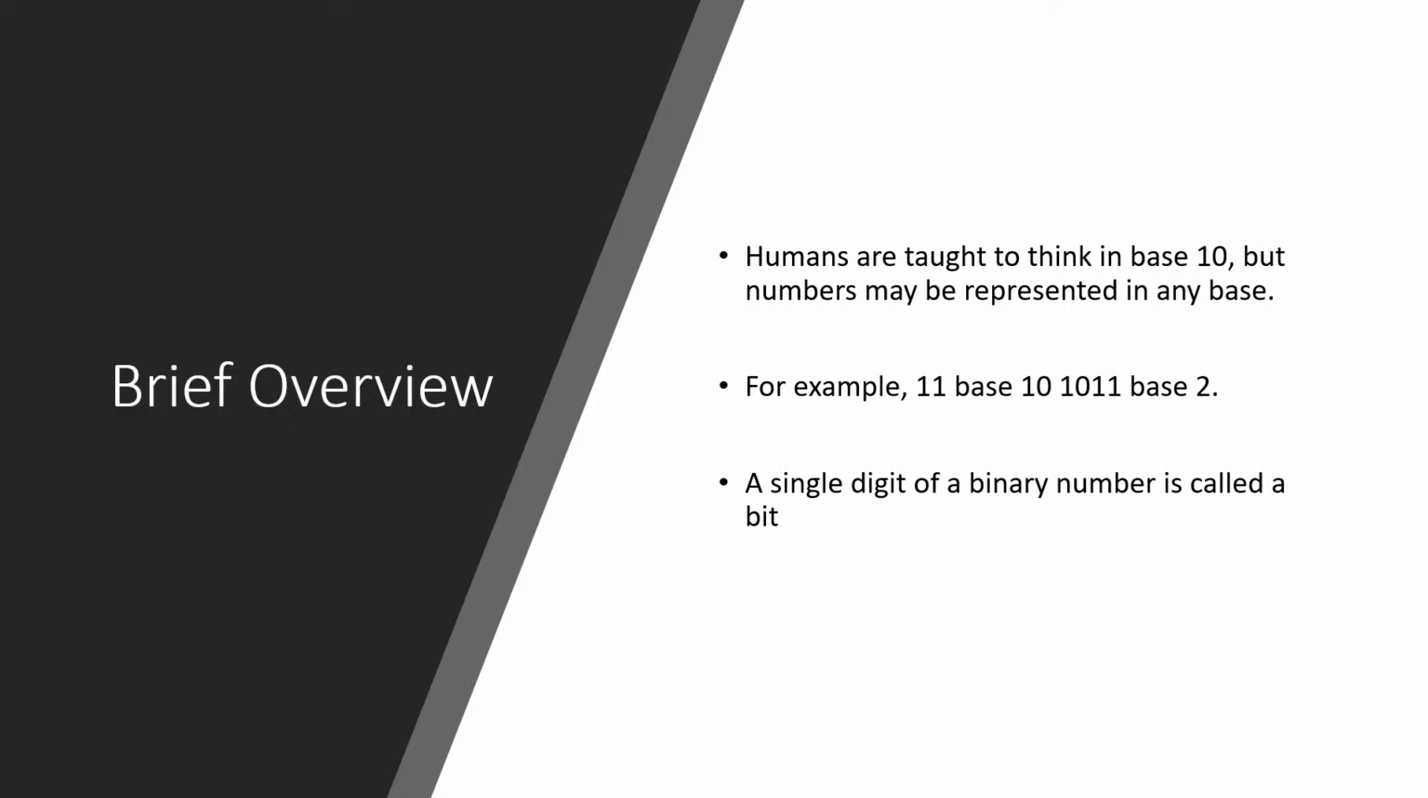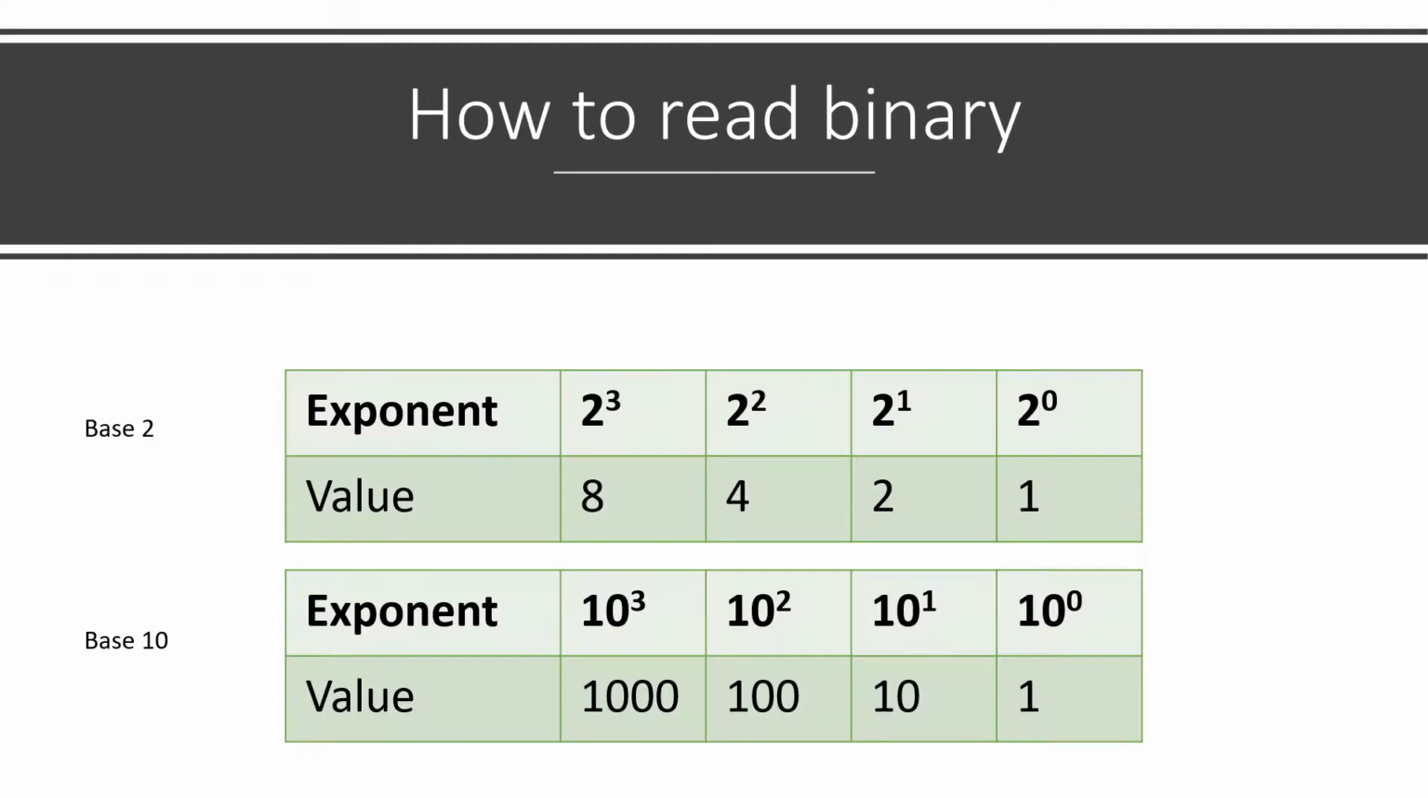So an example of this is in base 10, 11 is represented as such. We have 2 ones back to back. In base 2, 11 is represented like this, 1 0 1 1. We're going to look at how we got that in a few seconds here. So we're going to start out with how to read binary digits.